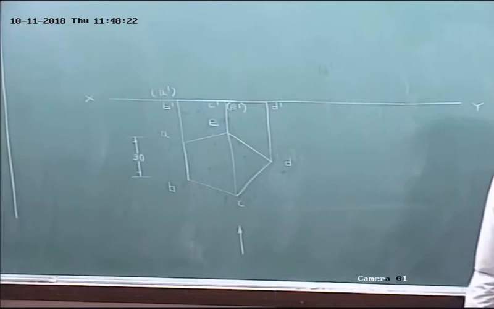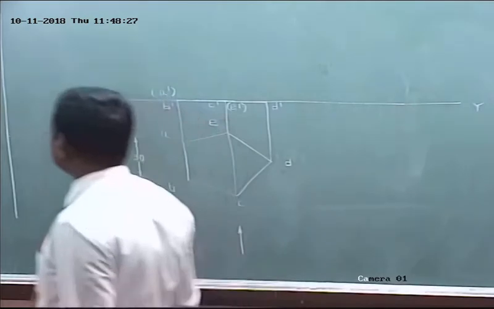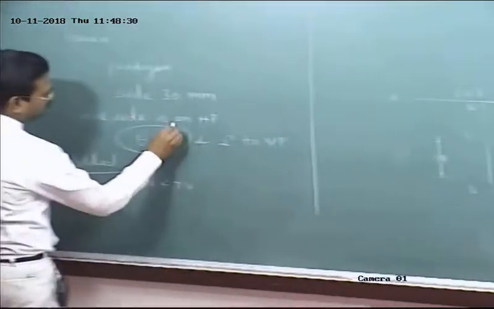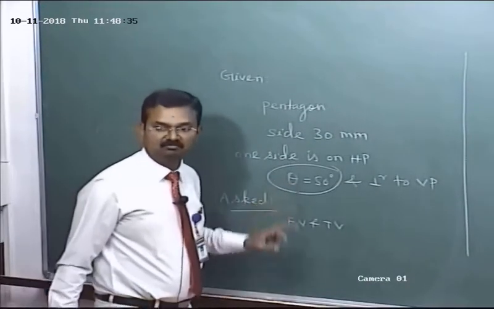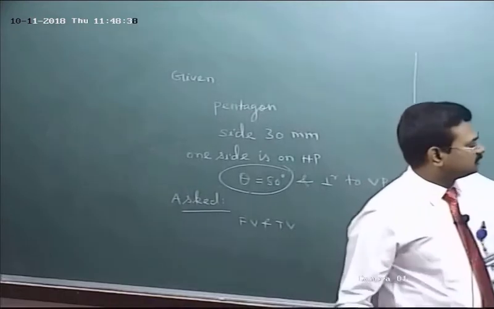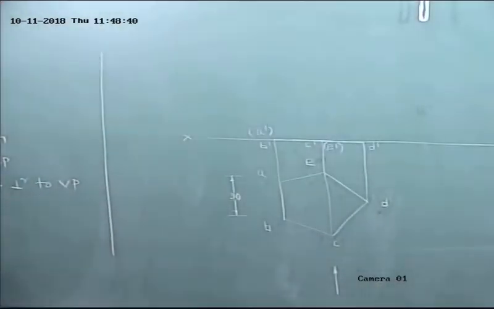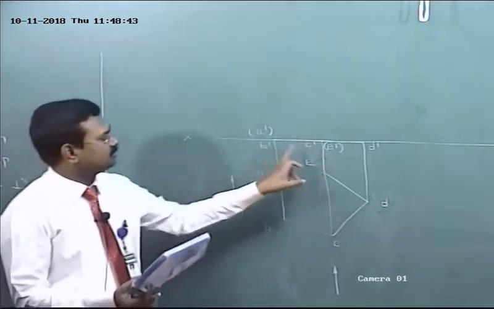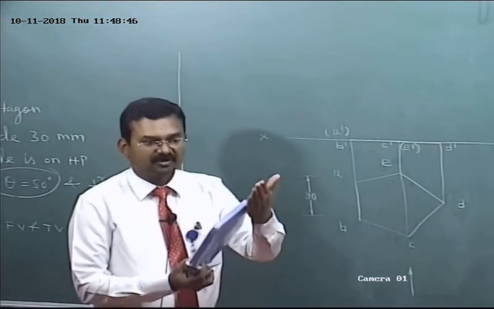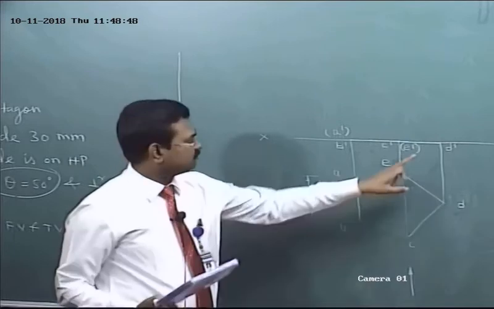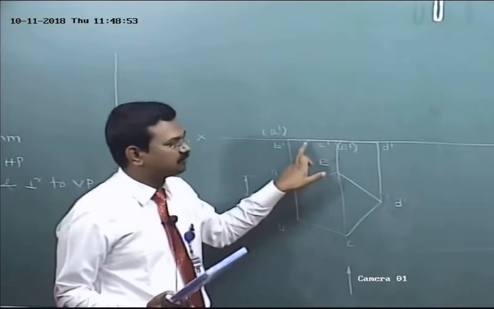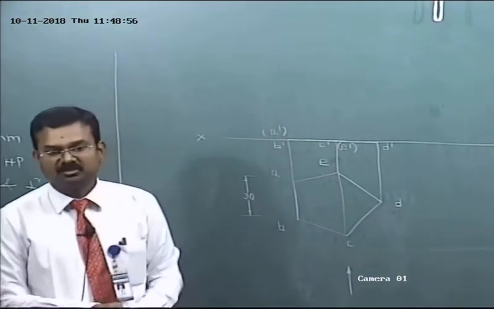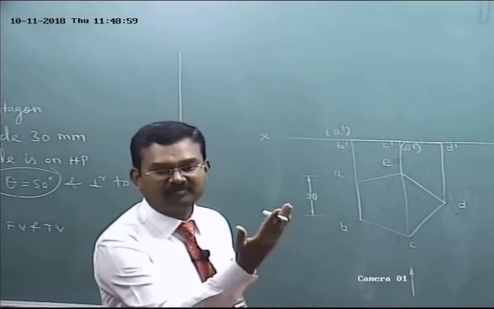Tilt and reproduce the first step front view to the given condition. What is the given condition? The surface makes an angle of 50 degrees to HP and is perpendicular to VP. Am I right? Listen, the front view of the pentagon is a straight line. This line represents the front view of the plane surface. So now tilt and reproduce the first step front view to the given condition. It means the surface should make the angle of 50 degrees to HP.